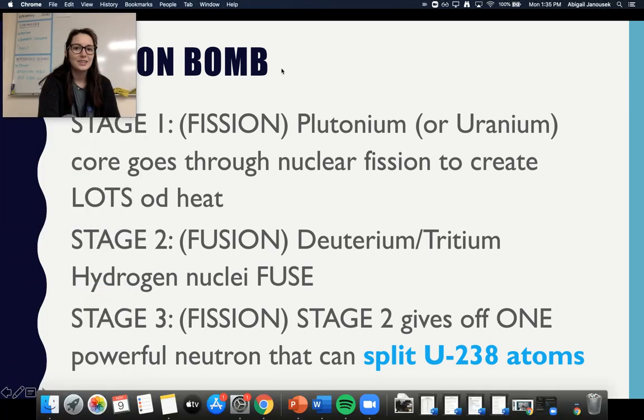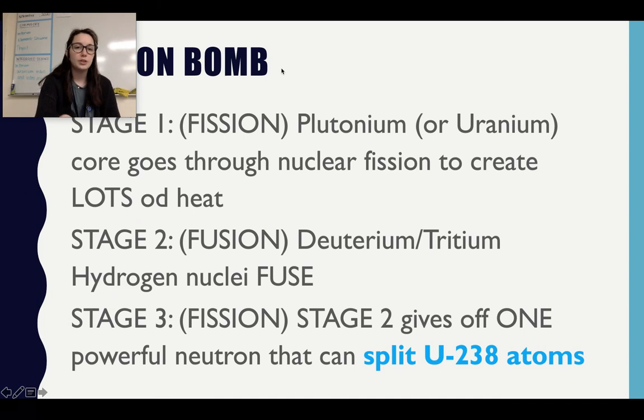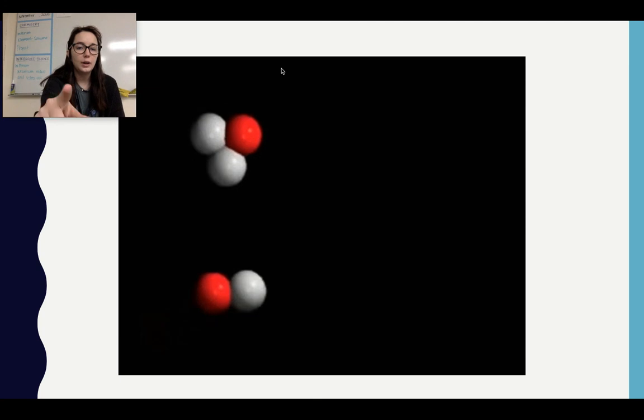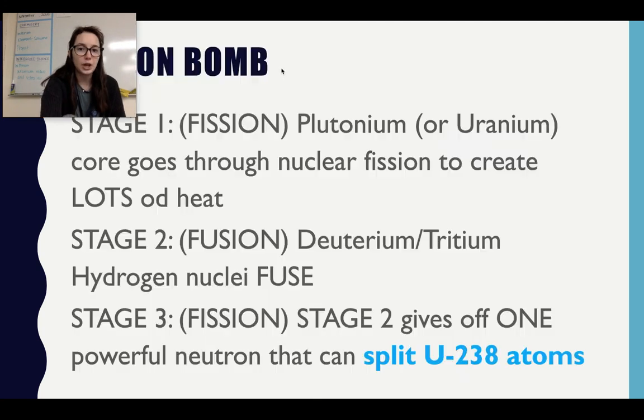So here we go. For a fusion bomb to happen, stage 1 has to be fission. And it's with plutonium or uranium, so I have two. Those cores go through nuclear fission to create lots of heat. So my plutonium, my uranium, they start breaking apart. They have the heat. This is where it comes in. Stage 2 is where fusion happens. This is where my deuterium or my tritium hydrogen, so my H2 and my H3, combine. They have fusion, and they fuse together.